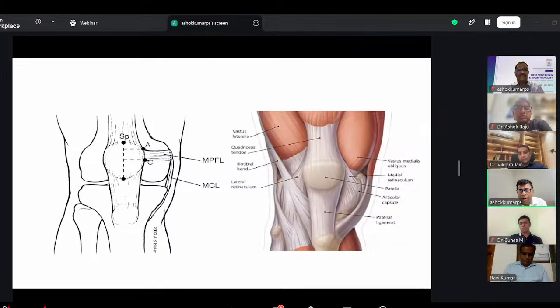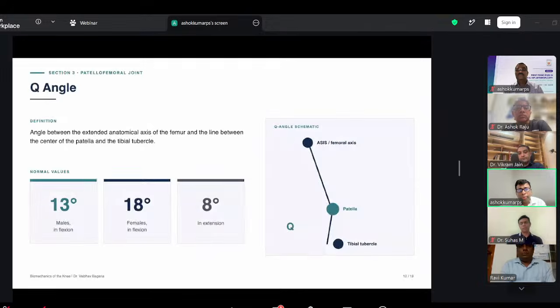This is the structure that you can see. The MPFL is clearly visible. So if you're using a medial parapatellar approach or even the other approaches, this is the structure which is not there. So our stability has to be implant driven, and also, where necessary, strengthened by the soft tissues.